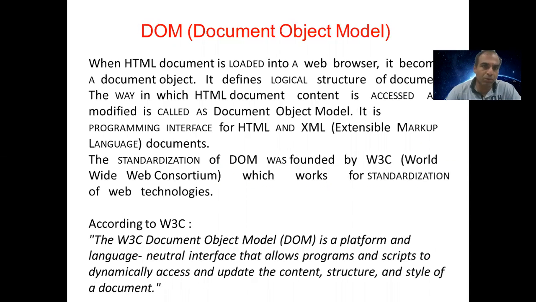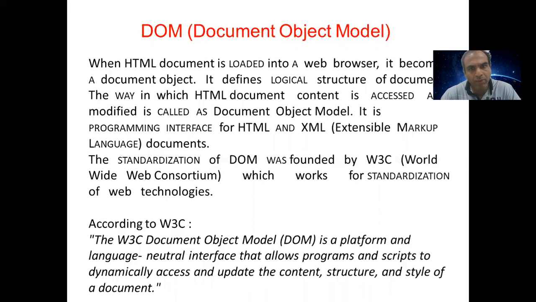JavaScript uses the document object model. Of course, an HTML document, when you load it into a browser, becomes a document object, just like a form. There is a text box, radio button, check boxes, pull down menus. It defines the logical structure of the document. The way in which the HTML document content is accessed and modified is called the document object model. It makes the structure, like a login screen. It is a form. There is a username text box, password. So this is a form.